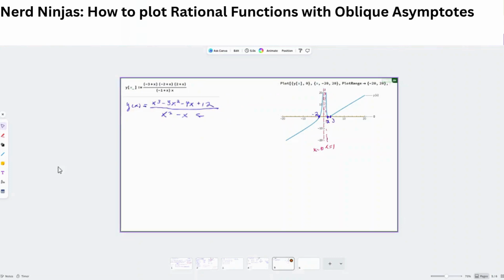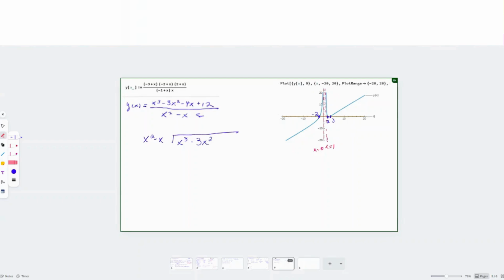So what we do is we take that long division. So you've got x squared minus x, and we divide that into that entire thing. And what we do is we'll get a remainder, and we'll get a formula. Yeah, that will tell us the formula for the oblique asymptote.